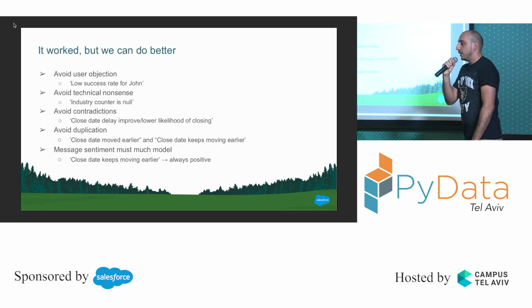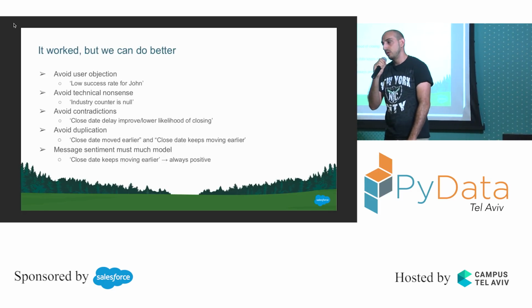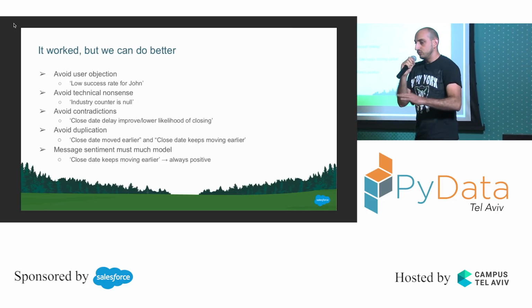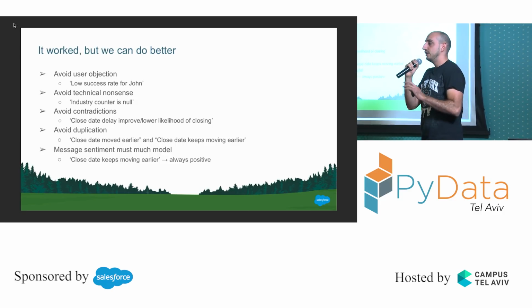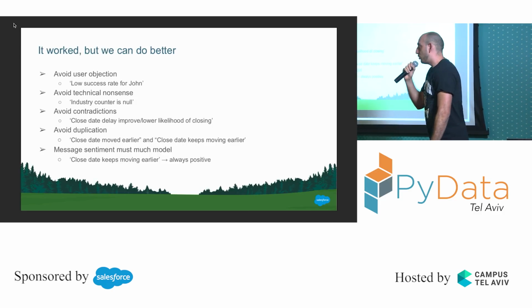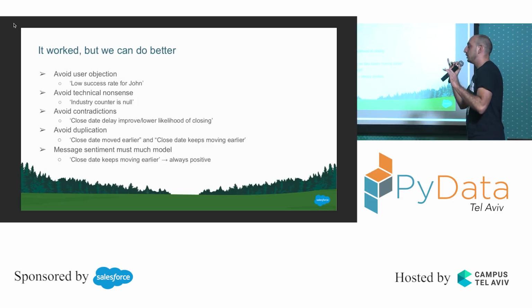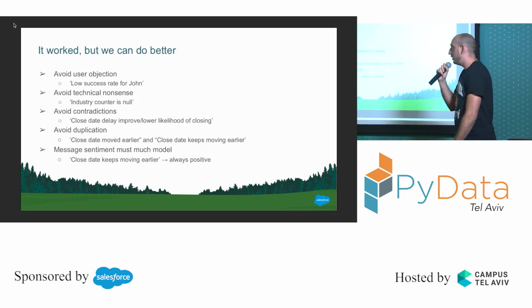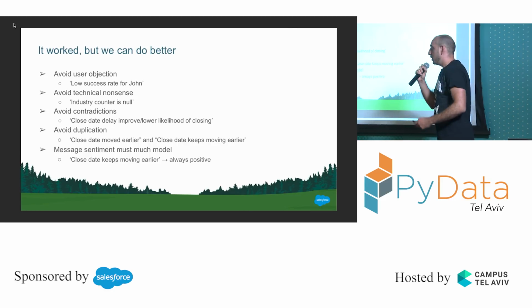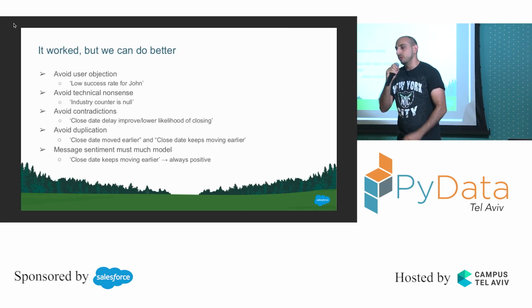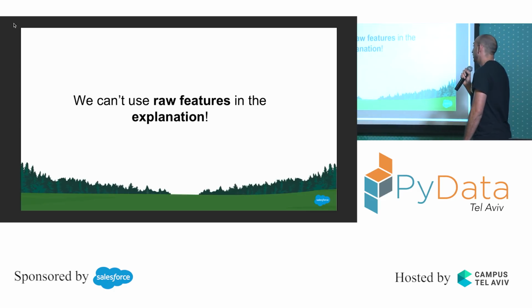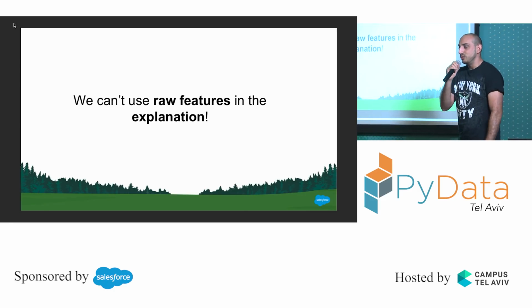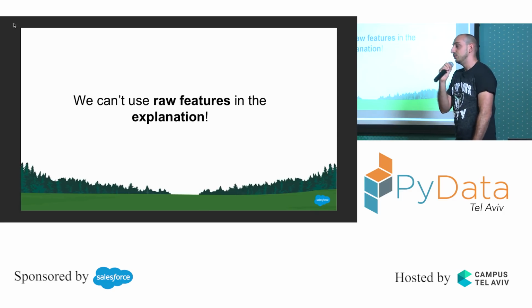Another problem we had is we had many highly correlated features. So sometimes we had to translate each one of those features to a key factor or to an explanation, and that could cause sometimes competing or duplicated messages. So obviously, at the end of the day, we realized that our message was not clear enough, that it was not simple enough for them, and it didn't get the job done. So basically, we realized we can't use just raw features as the explanation. We need to do something better.